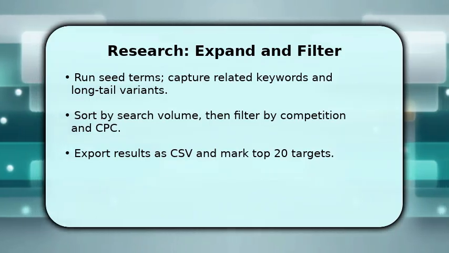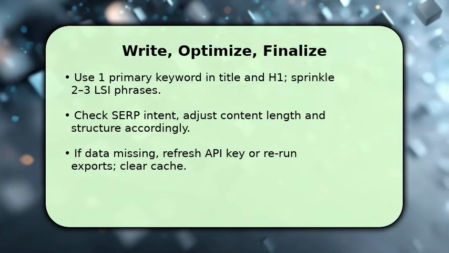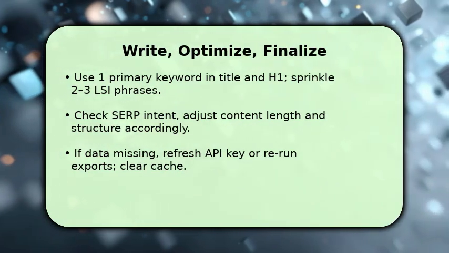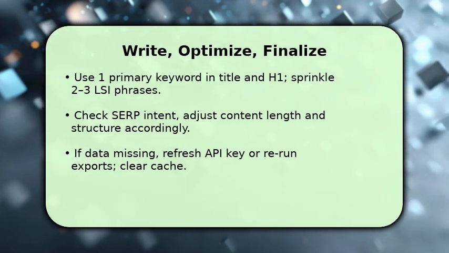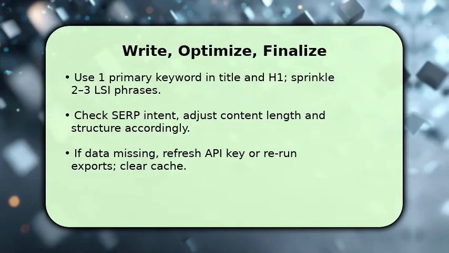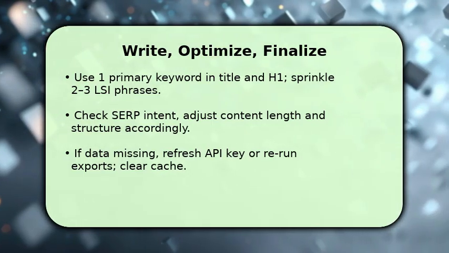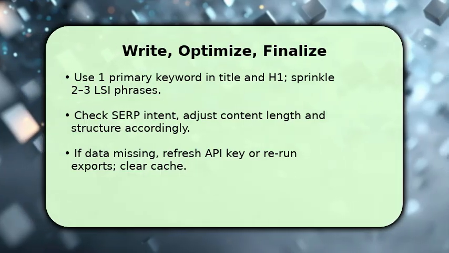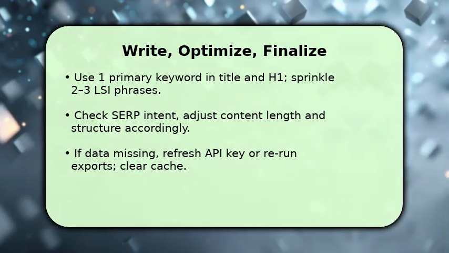You now write using the primary keyword in your title and H1, and naturally include 2 or 3 LSI phrases in subheads and body so search engines understand context. Once the draft exists, check SERP intent. Make sure your article answers queries the top results serve and adjust length and structure accordingly.